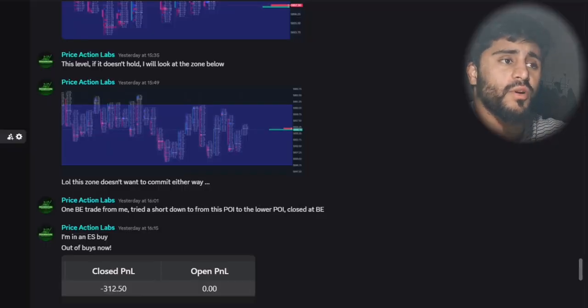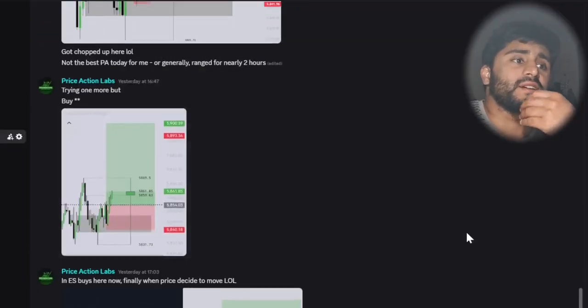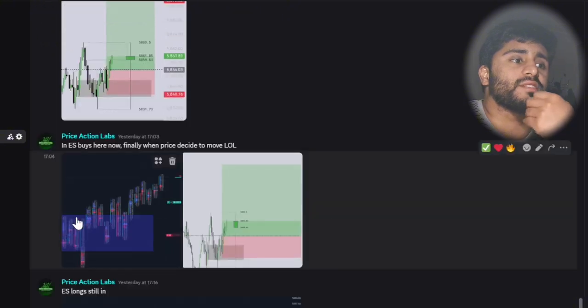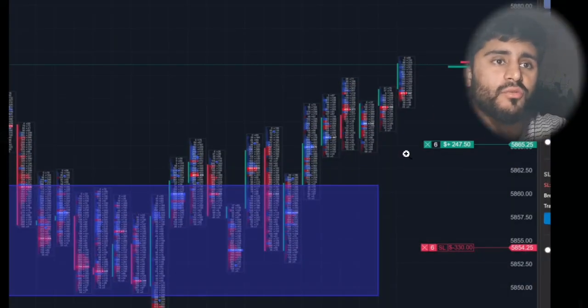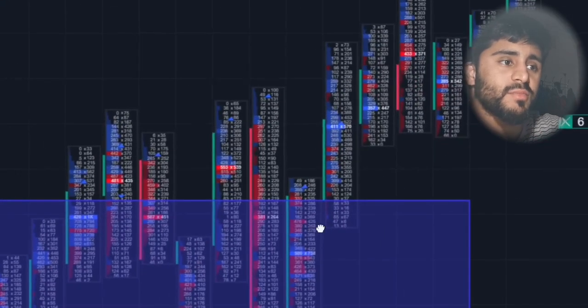So if we go to the Discord, the Discord tells us a couple of things. Let's just understand what was going on here. The second trade I took was just under $400. We're up 247 at this time.